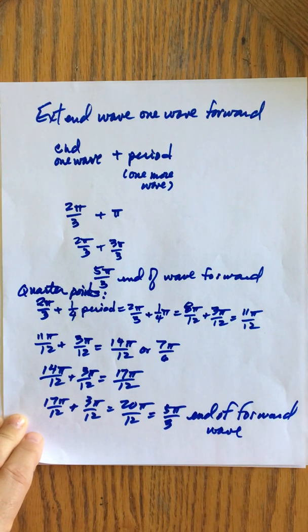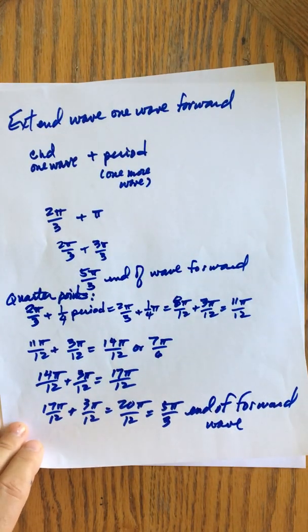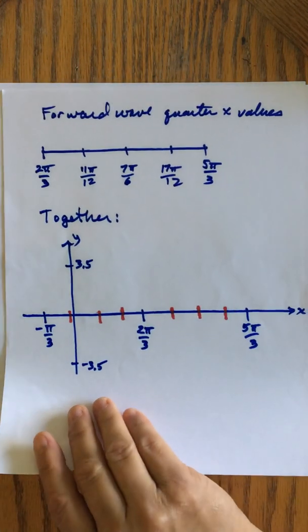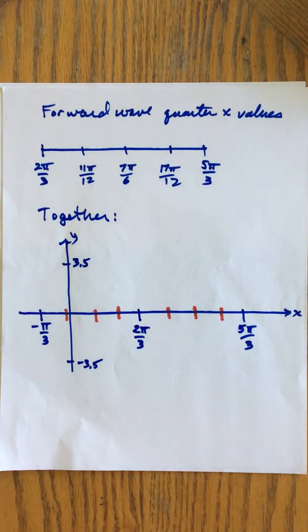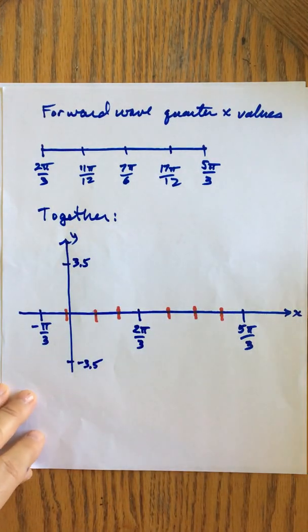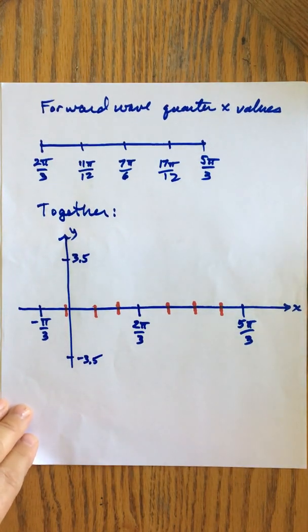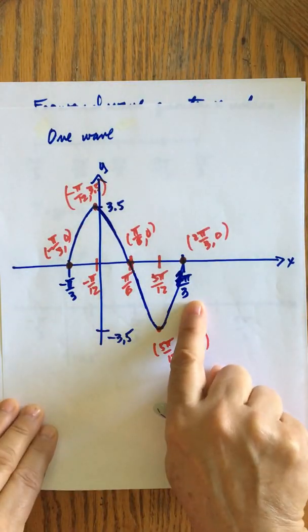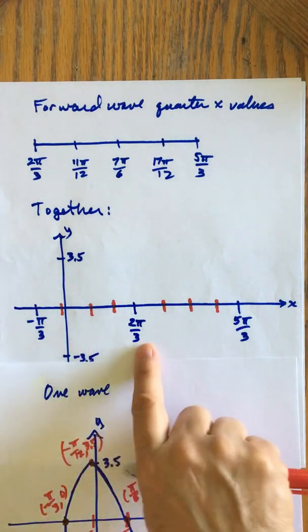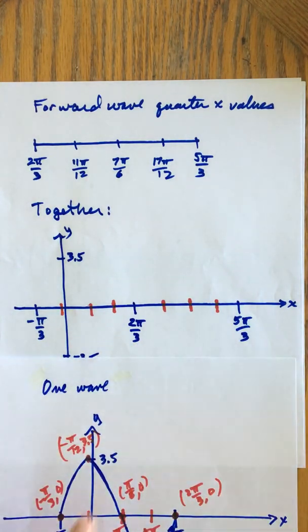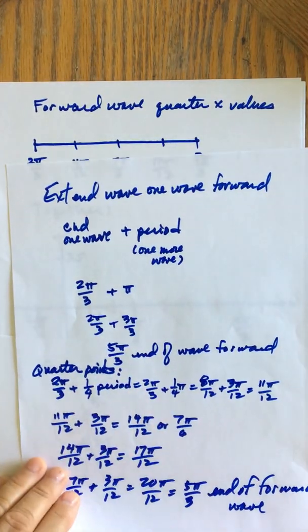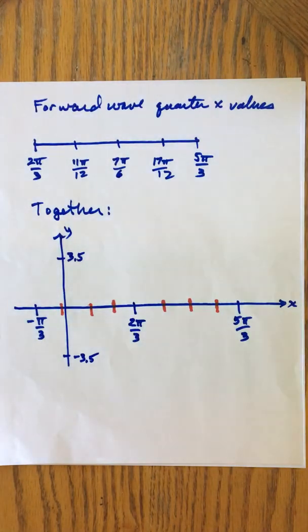Okay, so going forward, when I take these values that I calculated, this is what I'd get. Here I simplified. So again, if I want to put this together, I had my initial one wave, from negative pi over 3 to 2 pi over 3. But now I have one from 2 pi over 3 to 5 pi over 3, which is 2 pi over 3 plus the period to get me 5 pi over 3. So this is what I have.